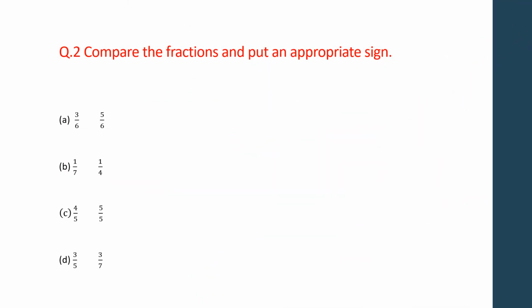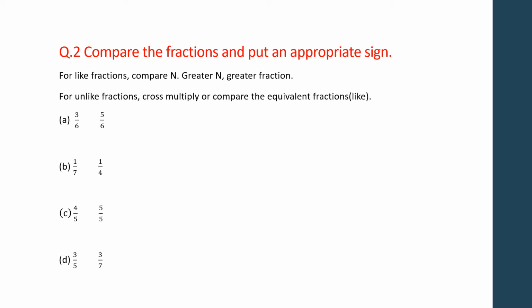Question number 2. Compare the fractions and put an appropriate sign. For like fractions, compare numerators, the greater numerator gives the greater fraction. And for unlike fractions, cross multiply or compare the equivalent fractions. It means make equivalent fractions into like fractions. Now 3 by 6 and 5 by 6. So we have like fractions. 5 by 6 is greater.